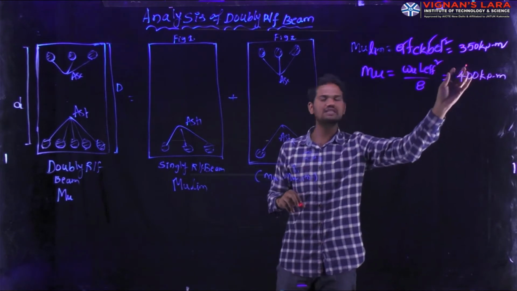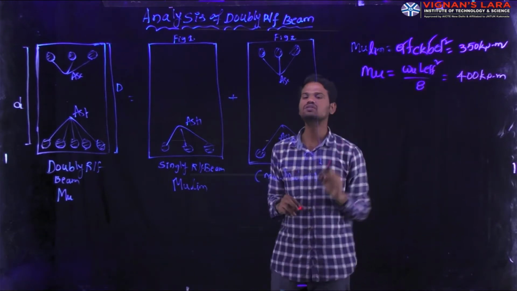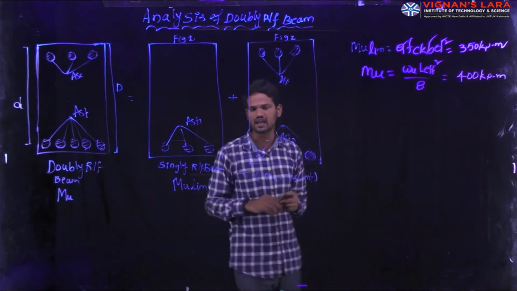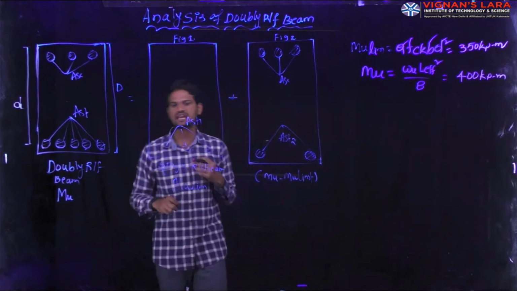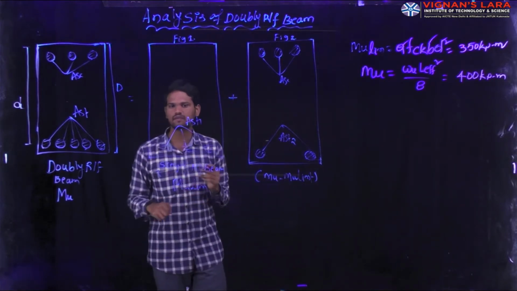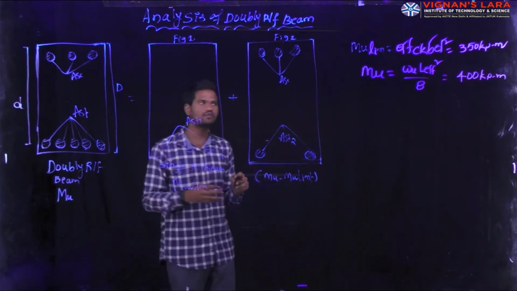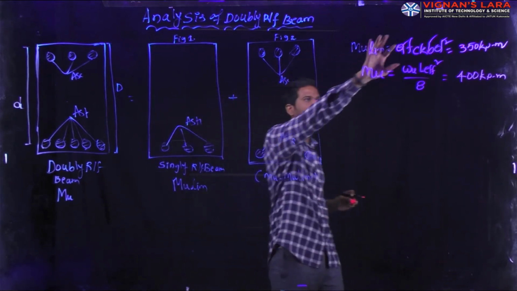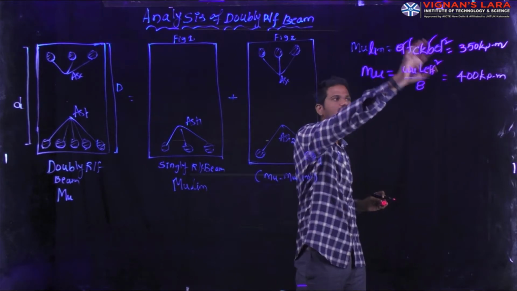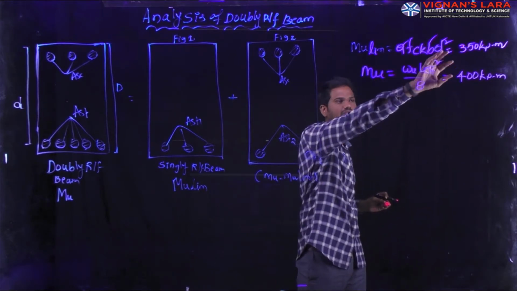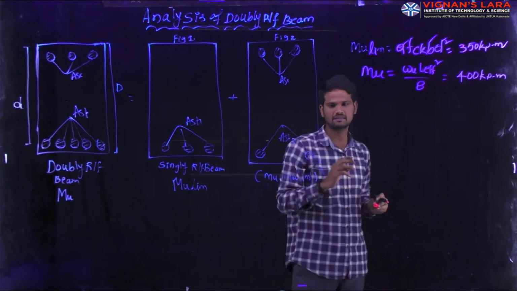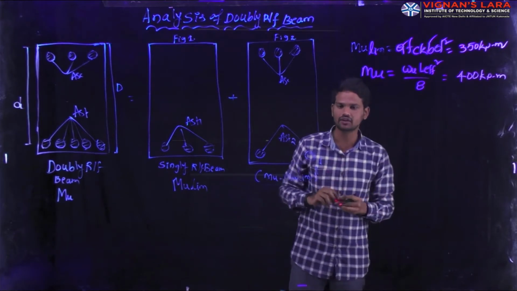To resist this moment, we again have to change the cross-sectional dimensions of the beam. That means if you increase the effective depth of the beam and increase the grade of the steel, that is, if you change the cross-sectional parameters, the carrying capacity of the beam may be enhanced based on the change in effective depth.